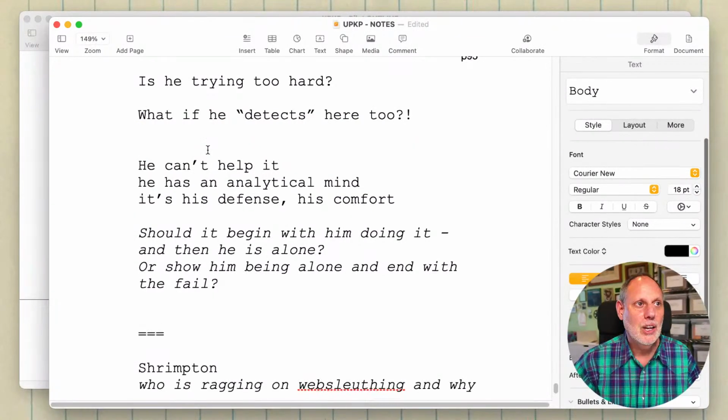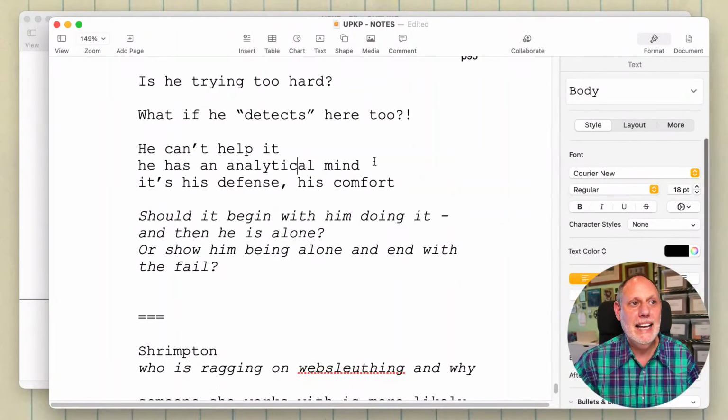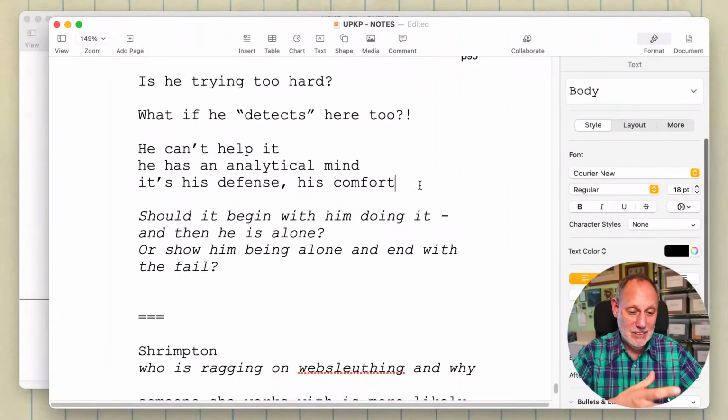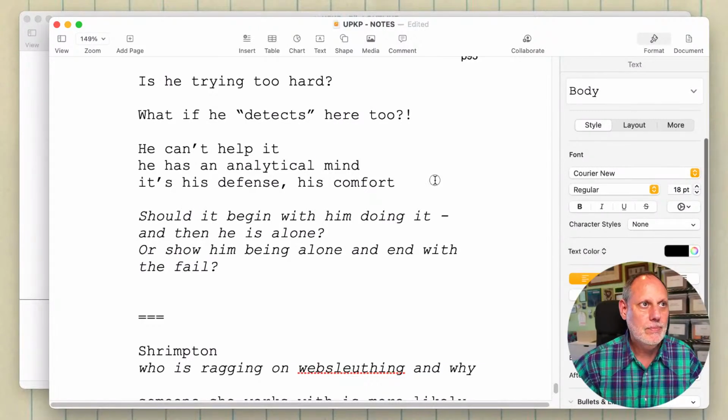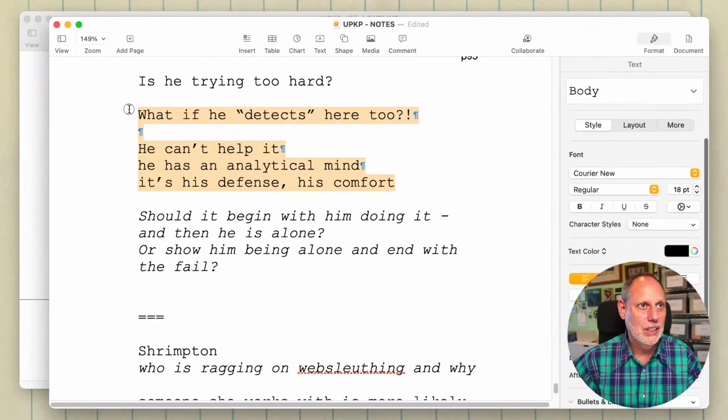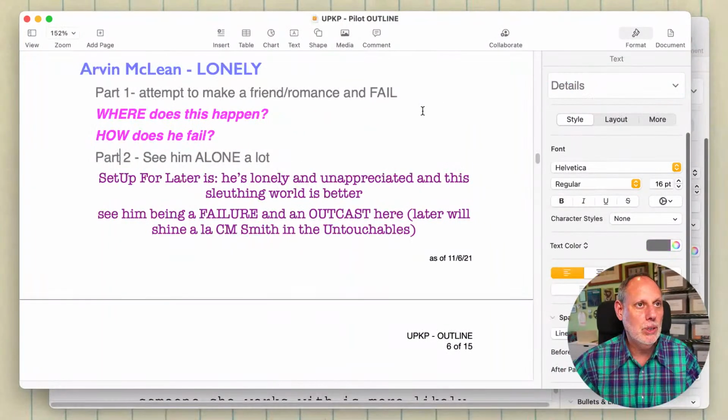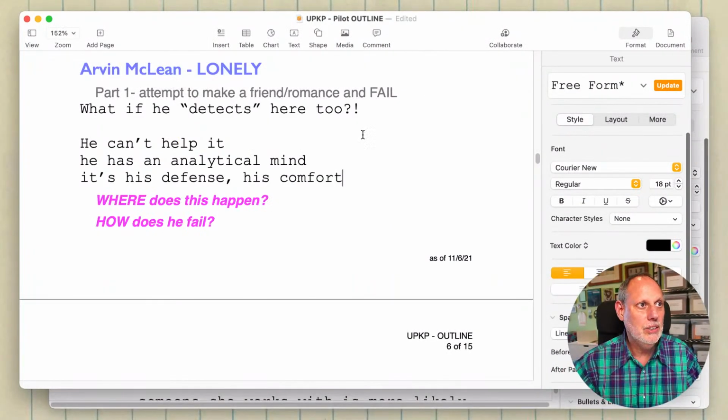I said, he can't help it. He has an analytical mind. It's his defense. It's his comfort. It's his way of dealing with stress. So that is what I came up with, and I'm going to put that here into the outline.